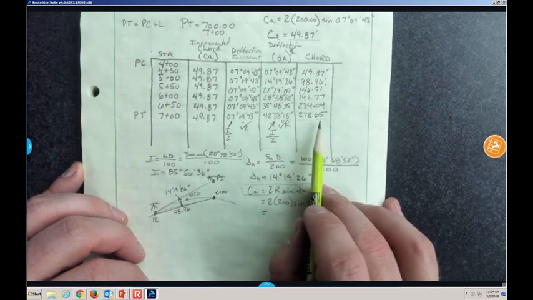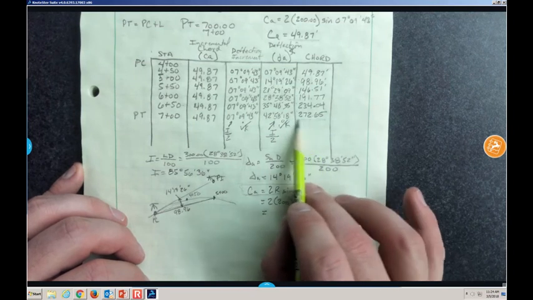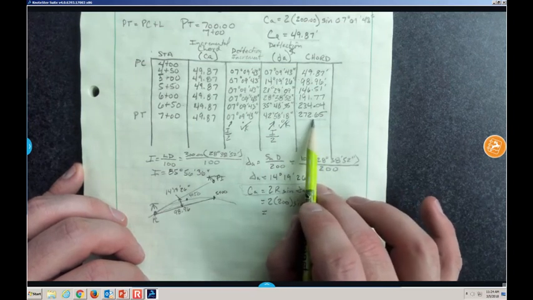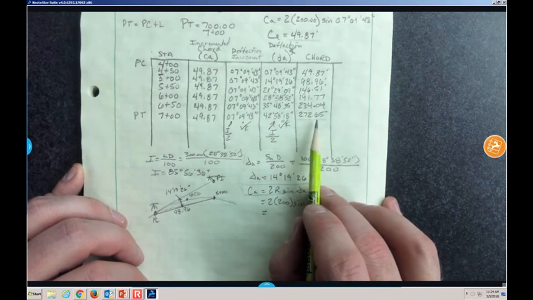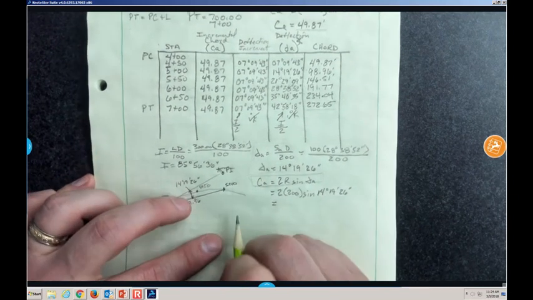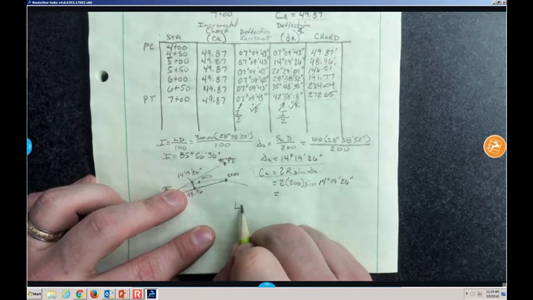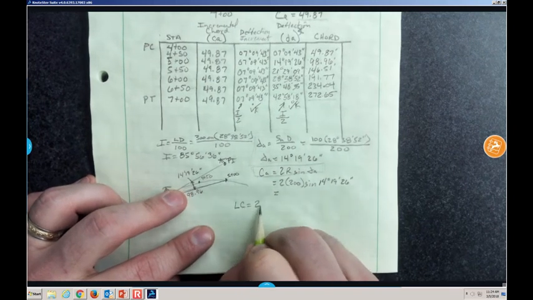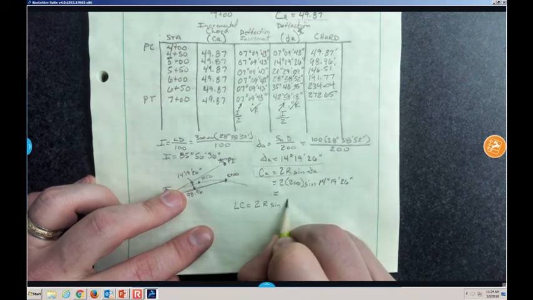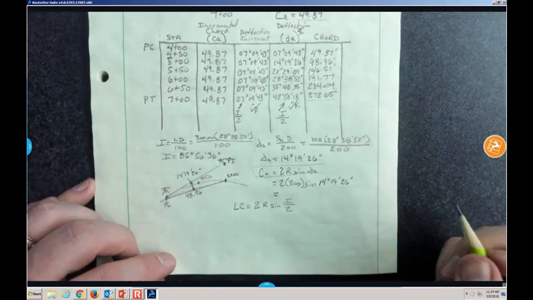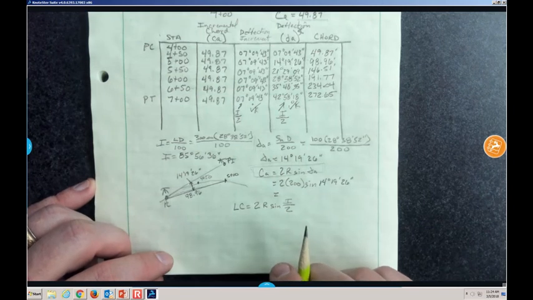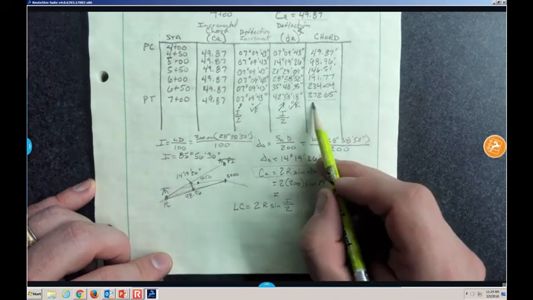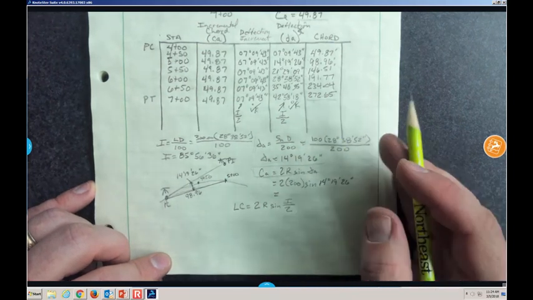So, the other thing that we could check here is if we calculate our long chord, we'd be able to have a check for this last number here. Okay? If we were to figure out our long chord, we'd have to do LC equals 2R sine of I divided by 2, or D. Same thing as what we just did. Okay? So that's what our long chord is. Should come out to this. That's our check. We're good to go.